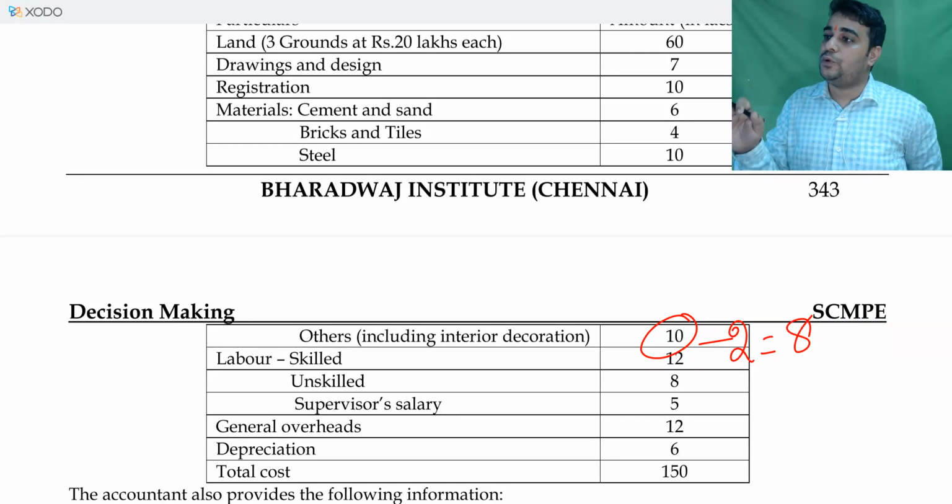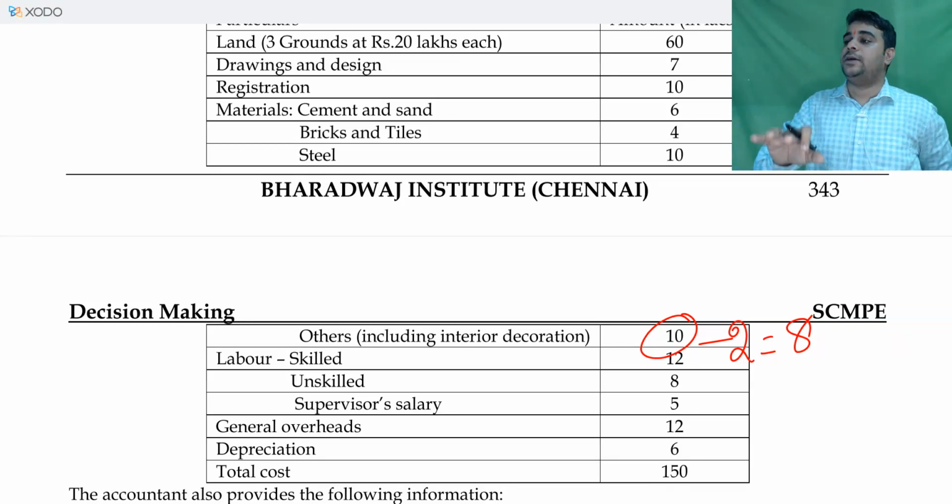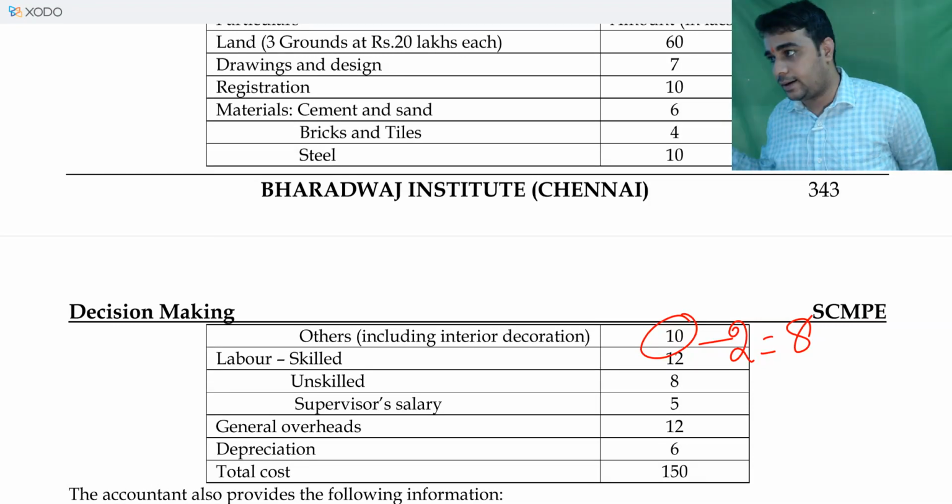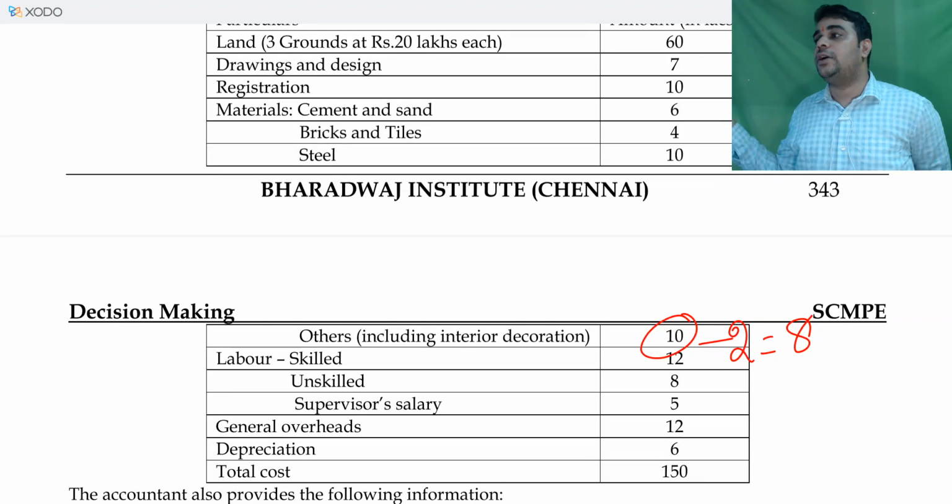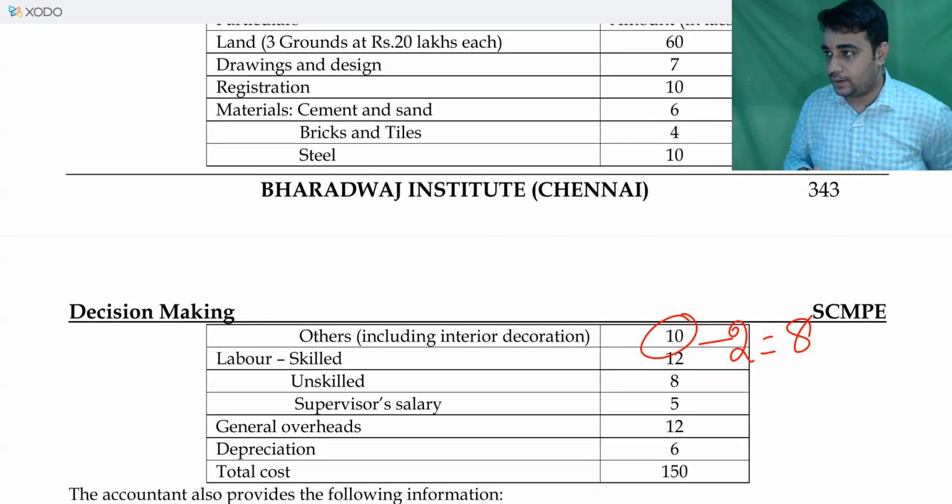Because when will you save 2 lakh is if the same interior decoration material could have been used in any other contract, and you lose the opportunity of using that in that contract, then the cost of the substitute comes. This interior decoration is not a substitute material, no, it's for the same contract.